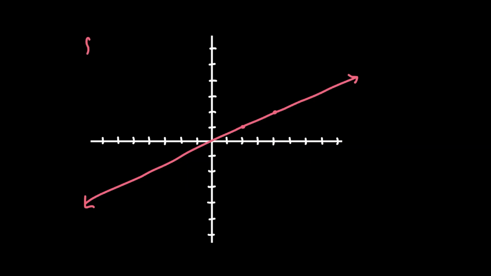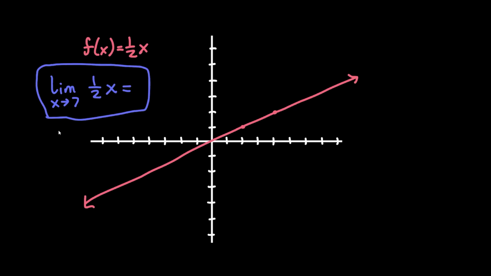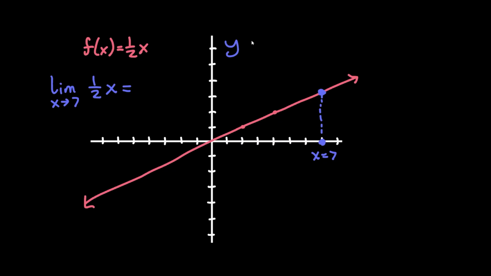And let's suppose we have the function f of x equals 1/2 x. That would be our red line right there. Now here's the kicker. What would I be asking if I said limit as x approaches 7 of 1/2 x? What am I asking in this particular instance? Well, heading over to our graph, x equals 7 is right here. And if we just go straight up, we get this point on our graph. Now, what is the y value approaching as x approaches 7? Our y value equals 3 1/2.